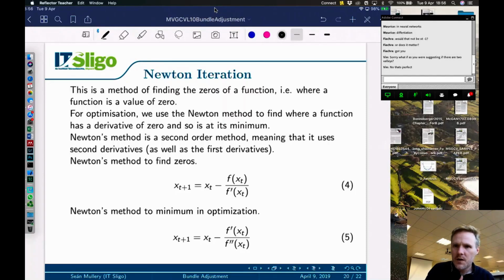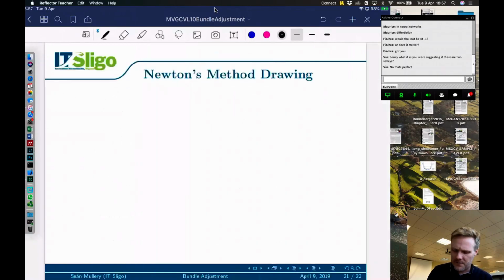So firstly, Newton's iteration in its original form is to try and find the zeros of a function, so where a function crosses 0. What we then try and do is use it for optimization, and we get the derivative of it, and we want to find where the derivative is 0. And remember, if we get the derivative of a function, that is a function in itself. Okay, so let's firstly describe the idea of finding the zeros.